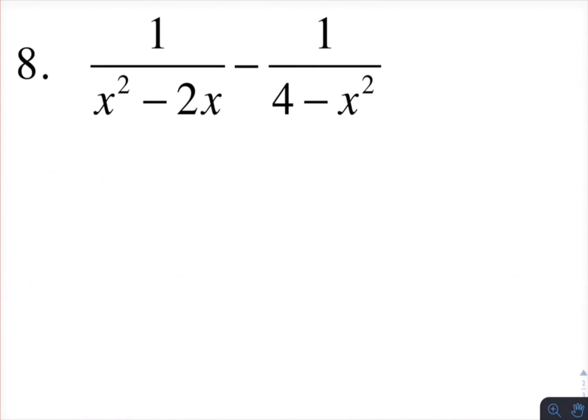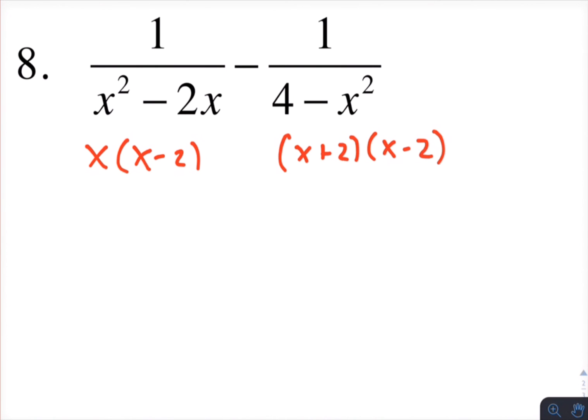Subtraction, very similar to addition. We need an LCD, so x minus 2. And I know that this is a difference of squares, and I already have an x minus 2 in the denominator of my other fraction, so I would like to get an x minus 2 here. So what I've essentially done is multiplied the denominator here by a negative 1, so I have to multiply the numerator by a negative 1, which is just easily done by making that a plus sign.